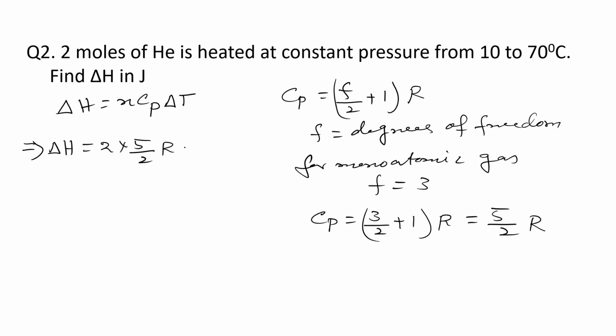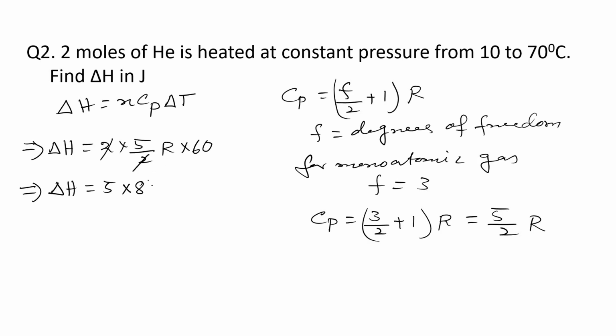That means 70 minus 10, that is equal to 60. Change in temperature will be the same, either you express it in centigrade or in Kelvin. Right? So 2 gets cancelled. Therefore, delta H is equal to 5 into R value in joules.